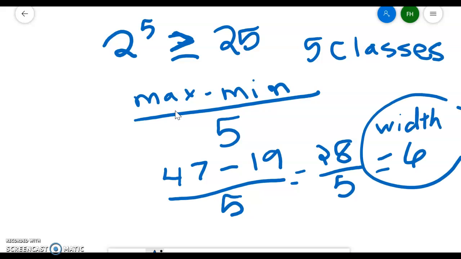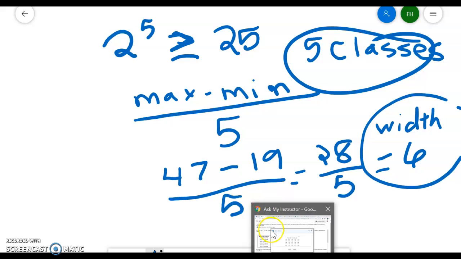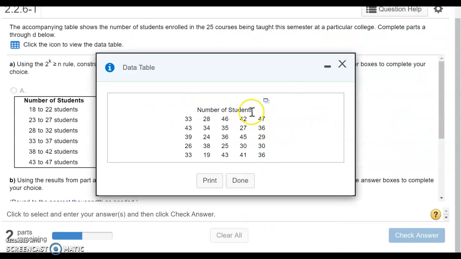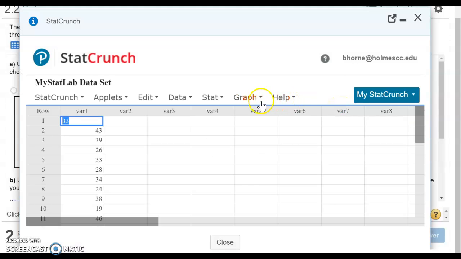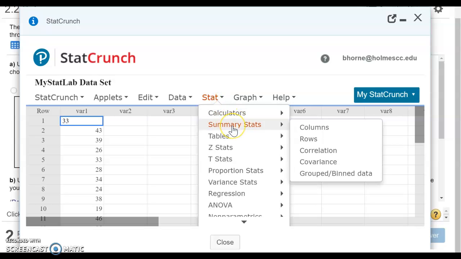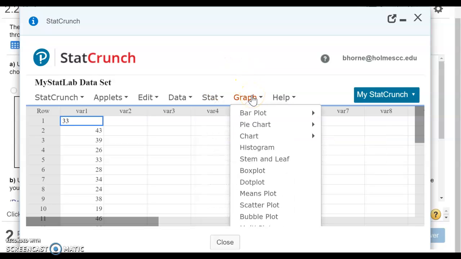Now, once you get those numbers, you're ready to use a statistical tool to help you count. In this one, I'm going to use StatCrunch. You would think you would use a frequency table, but I can't find an option to change the widths. So the best thing to do is go to graph and use the histogram.